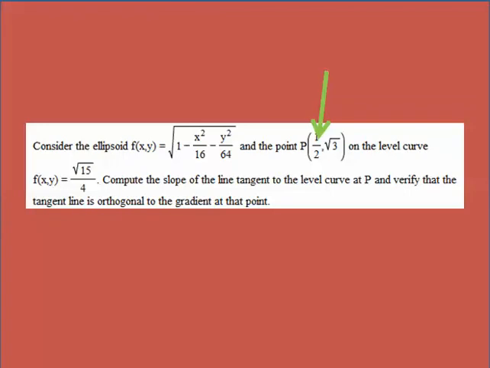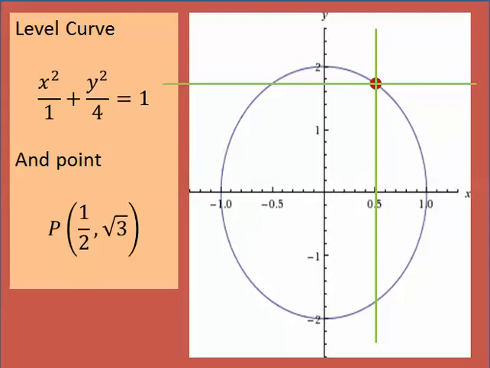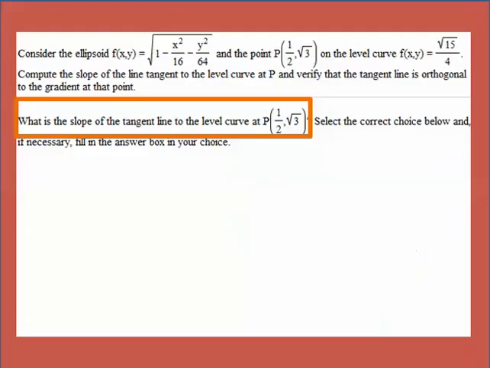All right, now we've considered the ellipsoid, we've considered the level curve. Now they want us to look at this particular point on the level curve. And there it is. There's our level curve and our point. Now we're ready for the first question. What is the slope of the tangent line to the level curve at the given point?